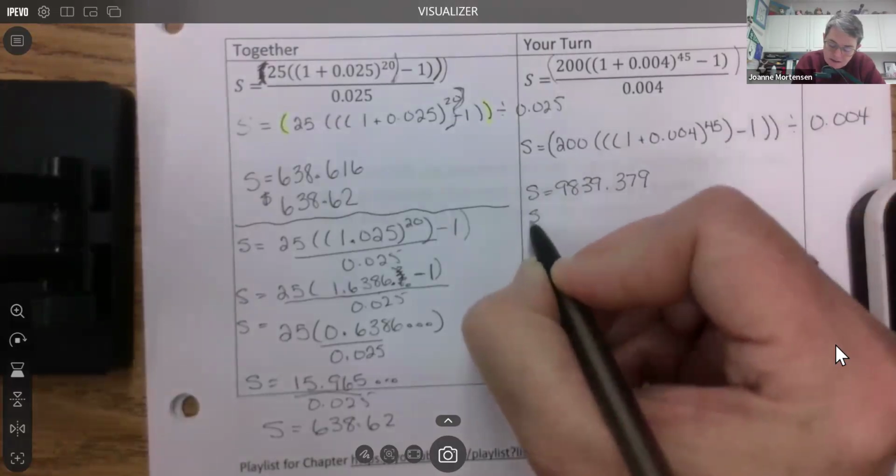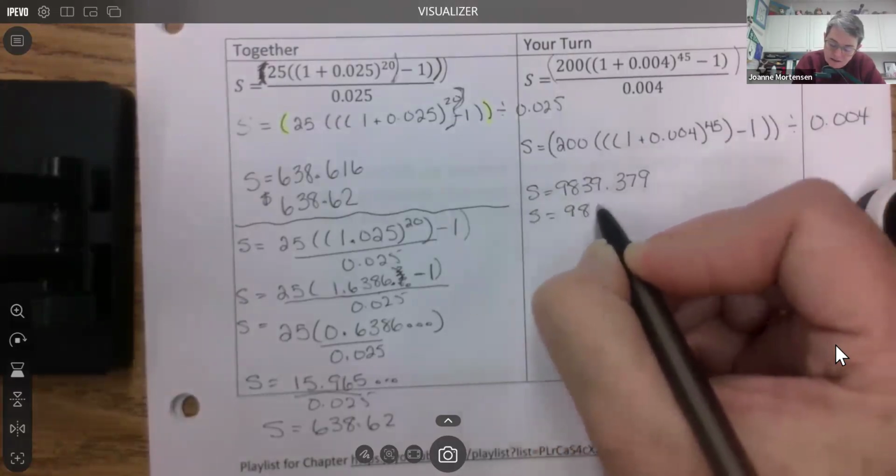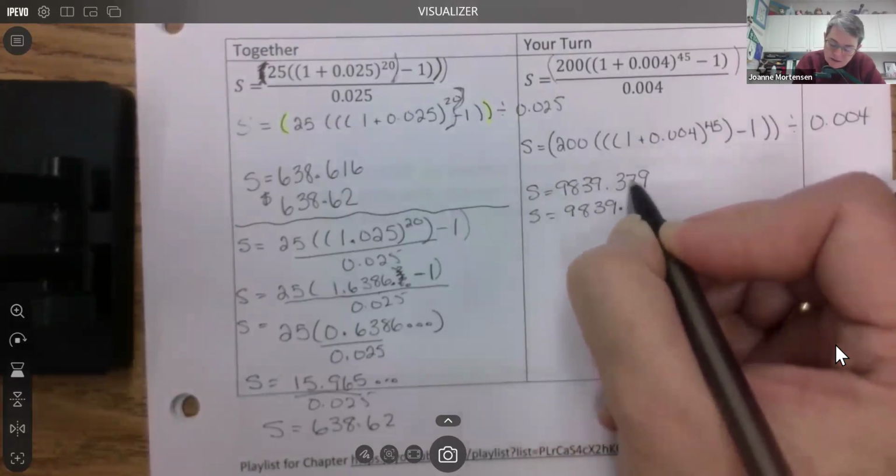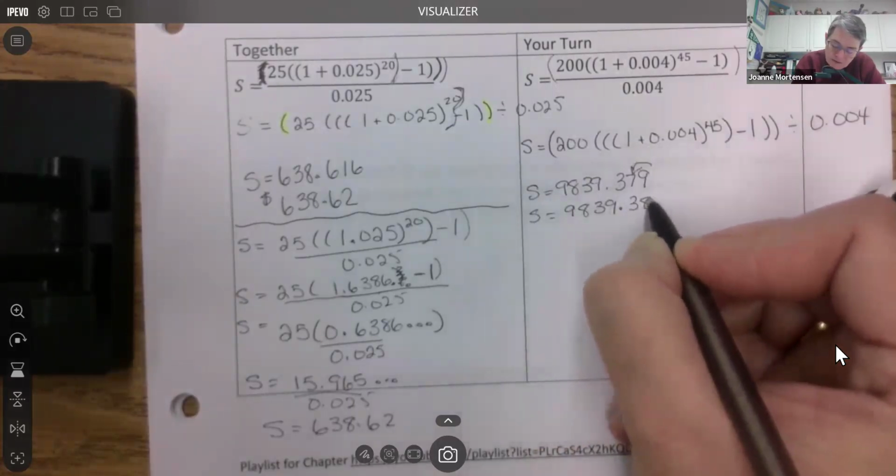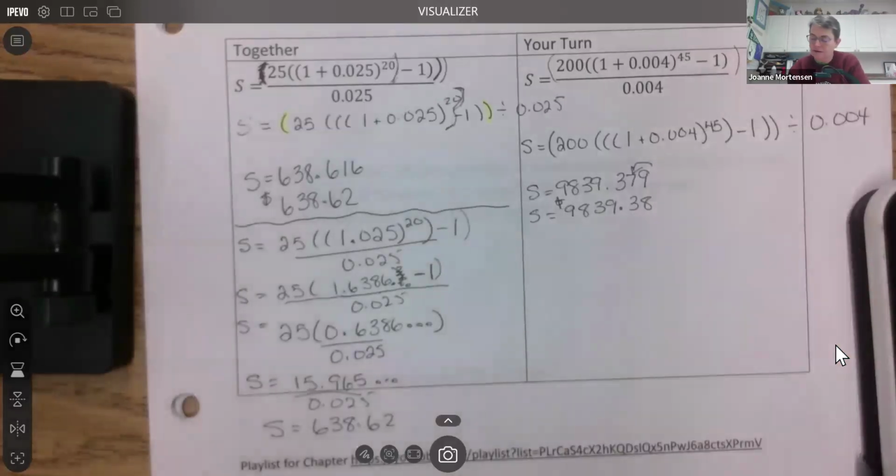0.379. S is equal to 9839.37. That makes that go up to an 8. 38. There we go.